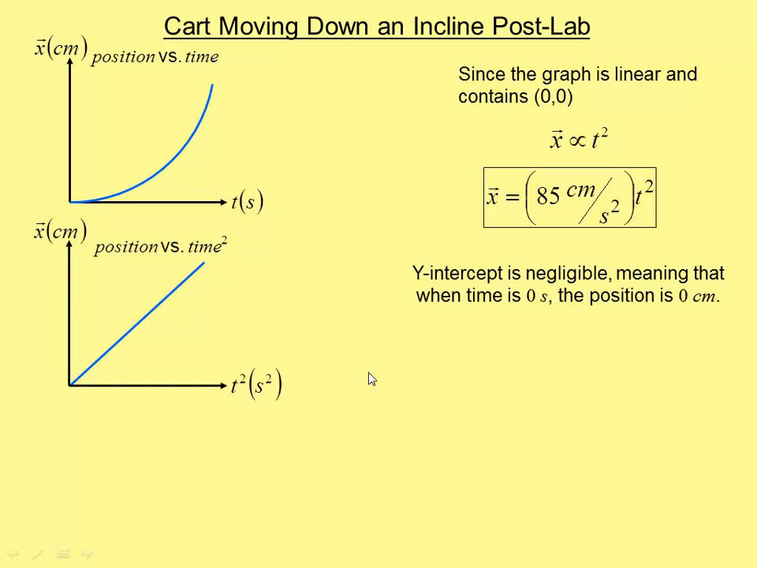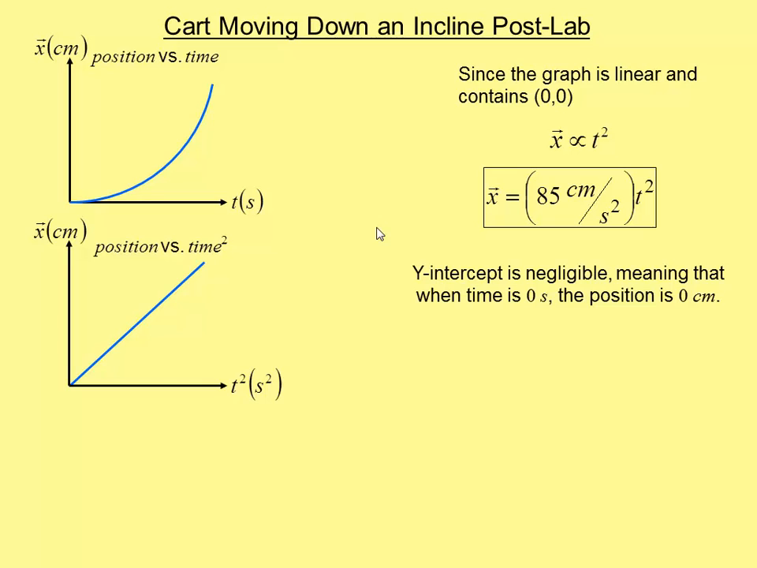Now, one thing I want you to notice, at no time during this post lab did we talk about what this 85 centimeters per second squared actually meant. What does it actually tell you about the motion of the cart as it moves down the incline? The reason I didn't try to get you to tell me that is because we don't know yet. We need a little more physics in order to be able to understand what this slope means. It's going to take us about 2 class days before we have enough physics background to be able to understand this slope. So that's something to look forward to here in the next couple of days.